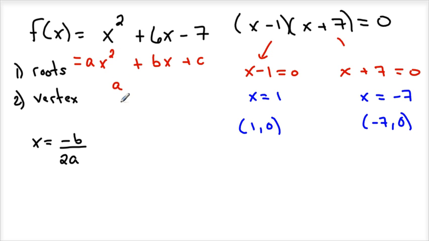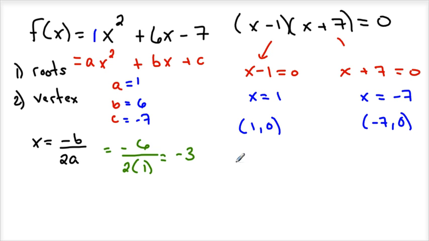So in this case, what is my a? What is my b? What is my c? What is my a term here? 1. Very good. a equals 1, b equals 6, c equals negative 7. So I'm going to plug in. I have negative 6 divided by 2 times a, which is 2 times 1. And if we solve this, we get x equals negative 3.